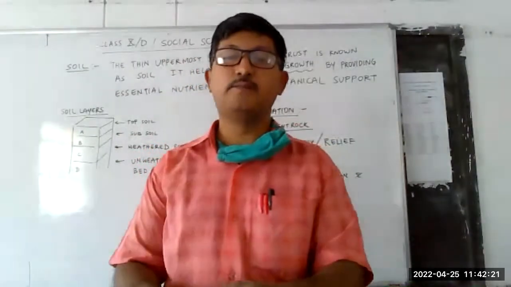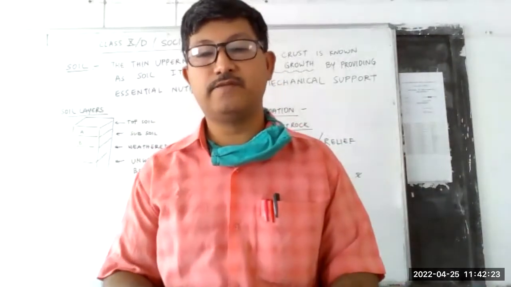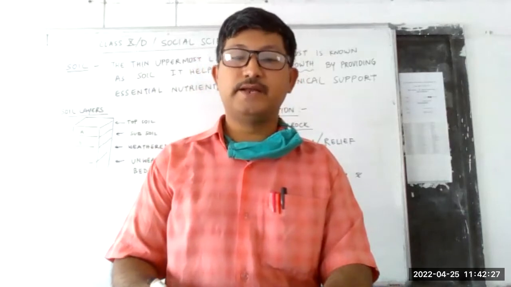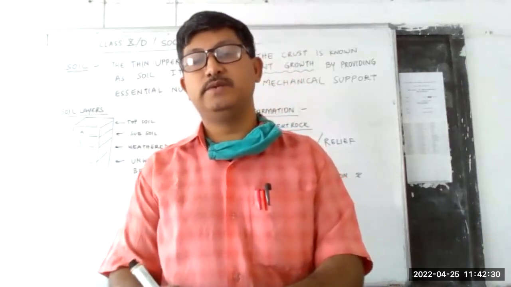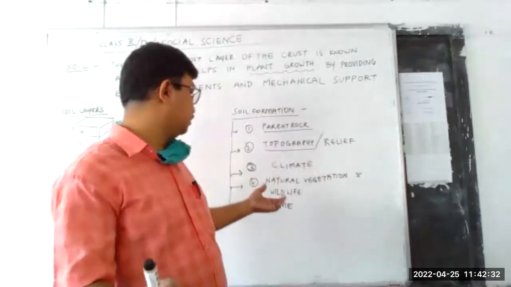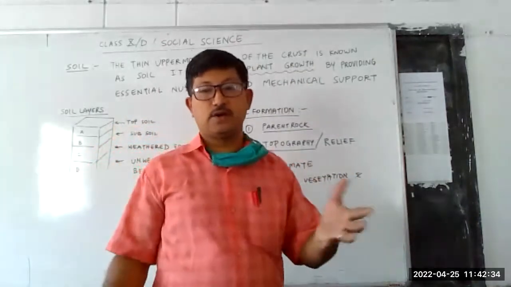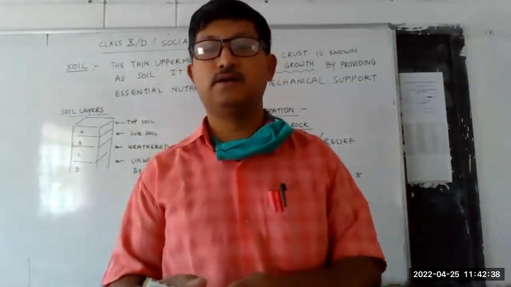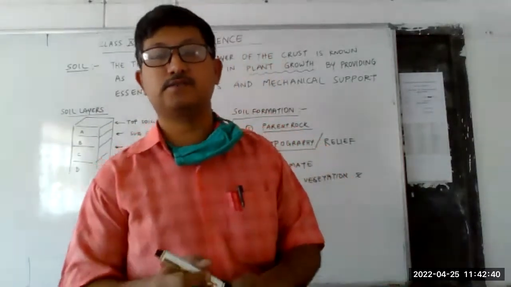In the equatorial tropical area, soil formation is quite faster, whereas in the temperate and polar region, soil formation is a little bit slowed down. And also the soil may be acidic, the soil may be alkaline. It also depends on the different environments.